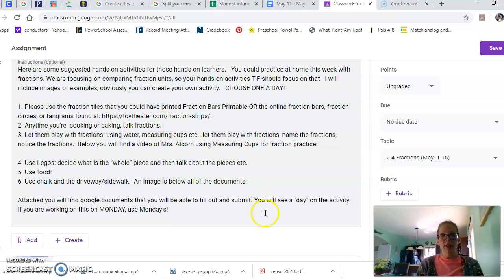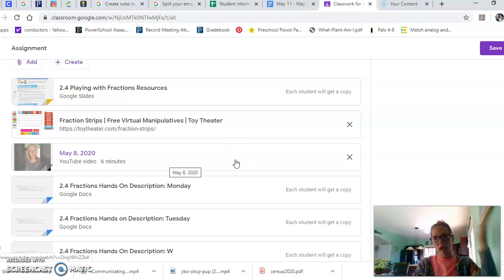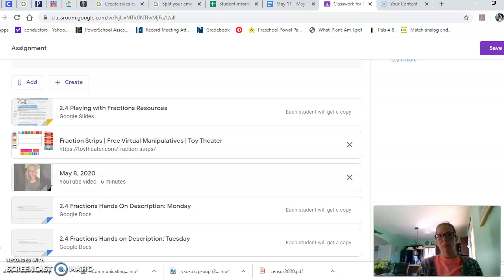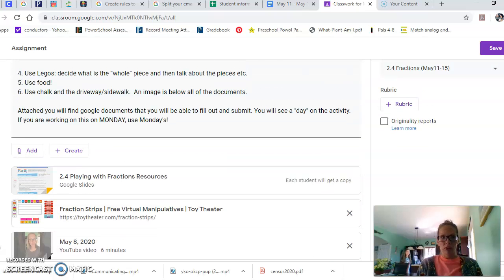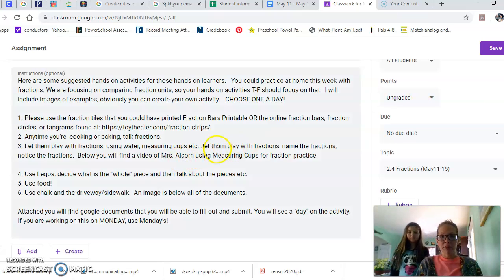Cooking with fractions. Down below you're going to see a video right here, and I was actually cooking banana bread that day and decided, hey, while I'm cooking banana bread, why don't I just show the kids how to, or give an example of how you could use measuring cups in the kitchen with cooking. Let them play with fractions. Again, that goes with cooking with fractions.